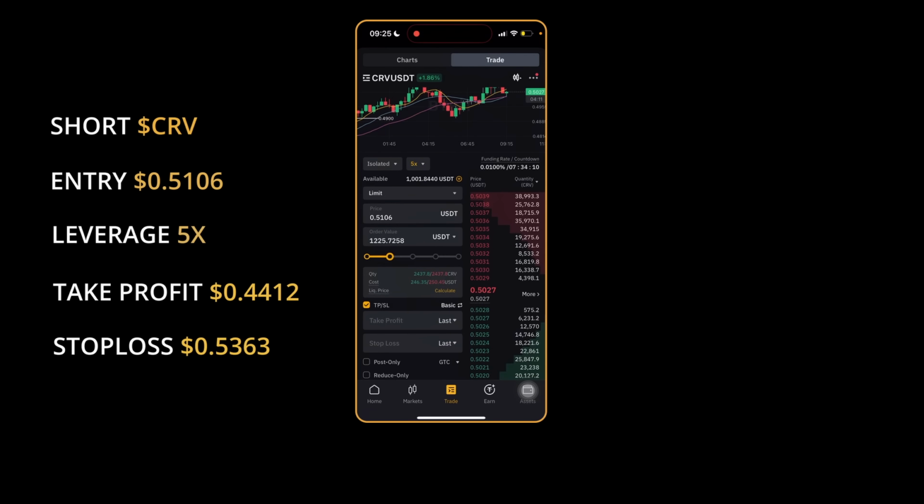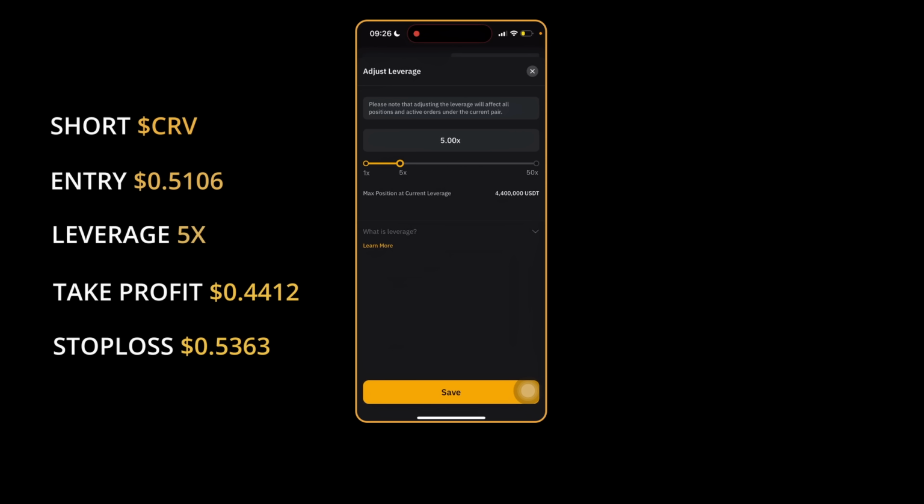0.5106. Then the next thing we need to pay attention to is our leverage button. When you click on the leverage button, you can see that the leverage for CRV ranges from 1x to 50x, but in this signal we were instructed to use 5x leverage. So you set 5x and you click on save.